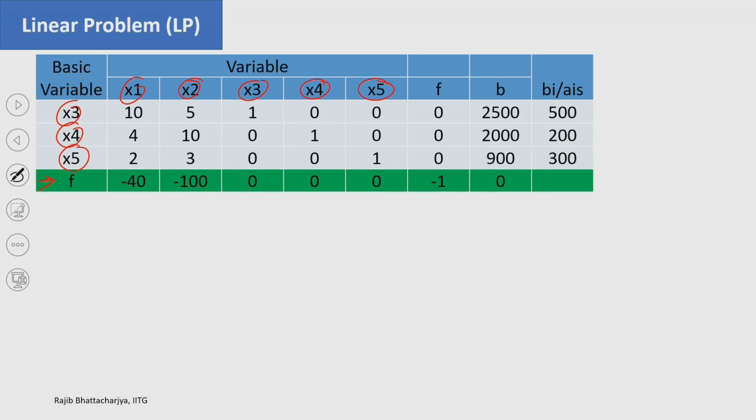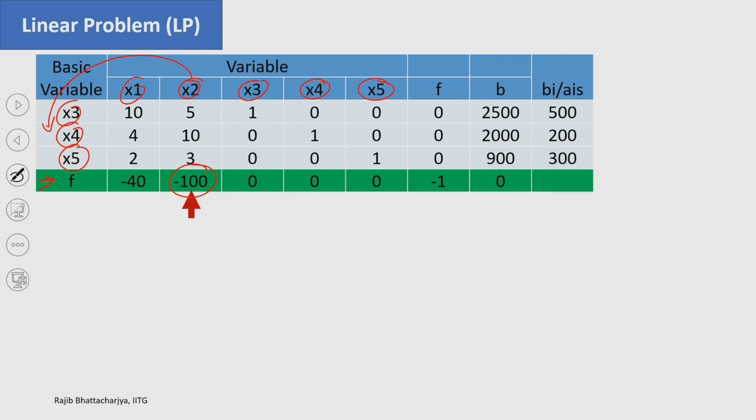Okay. So, if you look at it, is there any negative coefficient? Yes, for x1 that is minus 40 and for x2 this is minus 100. So, what do you have to do? We have to take the minimum one, which is minus 100. So, we will take that. That means x2 will enter into the basis and x2 will replace one of these variables, that is x3, x4 and x5.